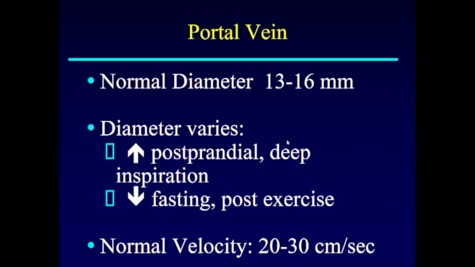The normal diameter, as we just heard already from Dr. Dogra, is 13 to 16 millimeters. You have to remember that diameter varies. If the patient is postprandial or takes a deep breath in, the diameter increases. And if the patient has been fasting or is post-exercise, the diameter decreases. The normal velocity is anywhere between 20 and 30 centimeters per second.